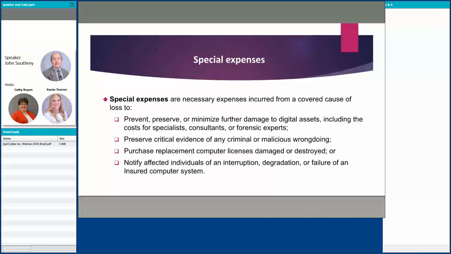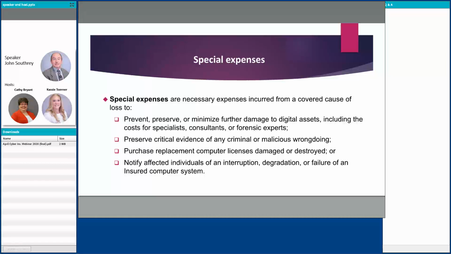Special expenses are a category of necessary expenses that you incur as a result of a covered cause of loss to prevent or preserve or minimize further damage to digital assets, including the cost for specialist consultants or forensic experts, because you as the insured have a duty to mitigate your loss, and this is one of the examples of hiring other people to help you do that.